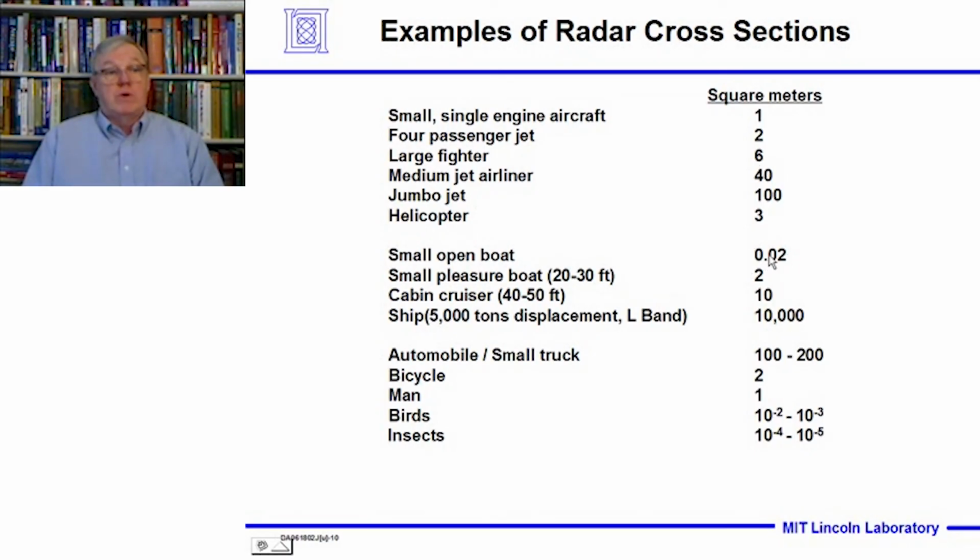Small open boat, 0.02 meters squared. Probably a 20 to 30 foot small pleasure boat. A good-sized cabin cruiser, 10 meters squared. A ship with 5,000 tons of displacement, huge, 10,000 meters squared. Truck or automobile, bicycle, a man, about 1 meter squared. Birds and insects, very, very small. But we're going to see in later lectures that in your radar coverage you can have millions of these, and they can add together in flocks to give sizable cross-sections which can be seen by radars. So we'll put them down there too. But the cross-sections vary all over the place.